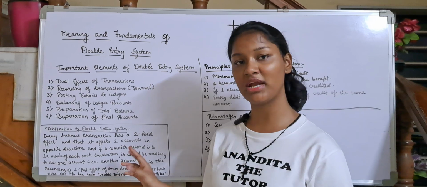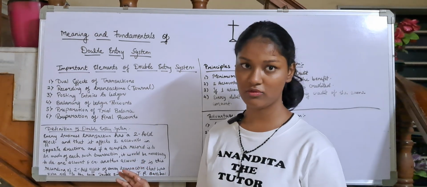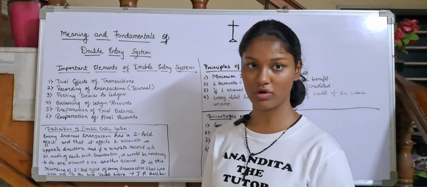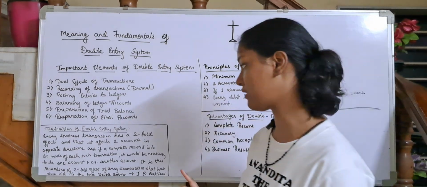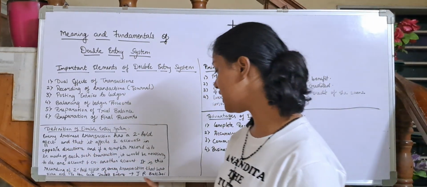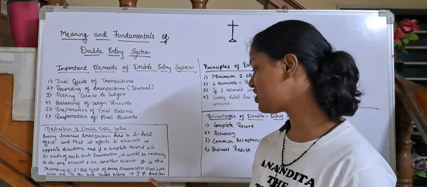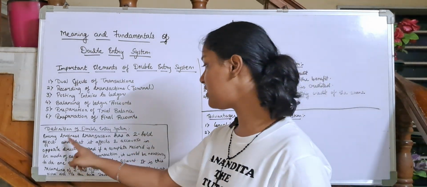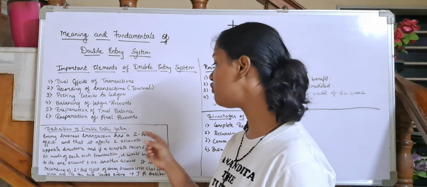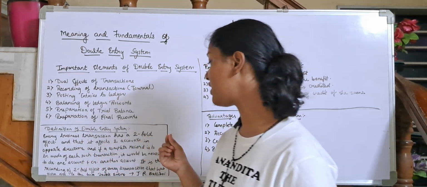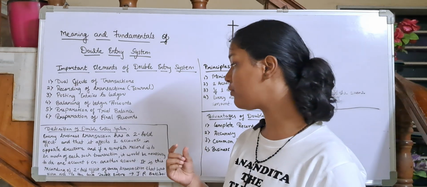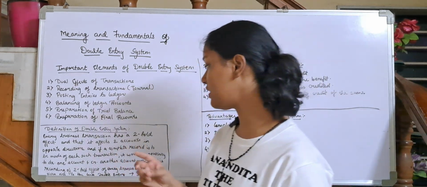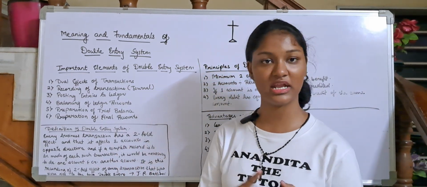If you are planning to write the meaning, then it's okay. You can write it in your own words, but the definition should be exact. This definition has been given by J.R. Batliboi. He has said that every business transaction has a twofold effect and that it affects two accounts in opposite directions. So there are twofold effects, that is your debit and credit.